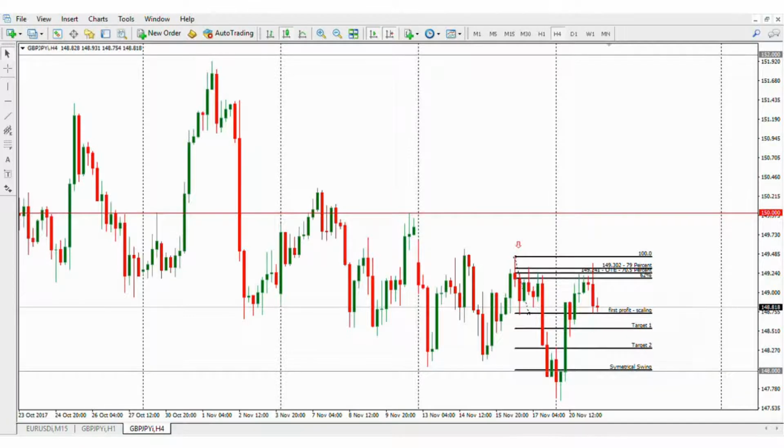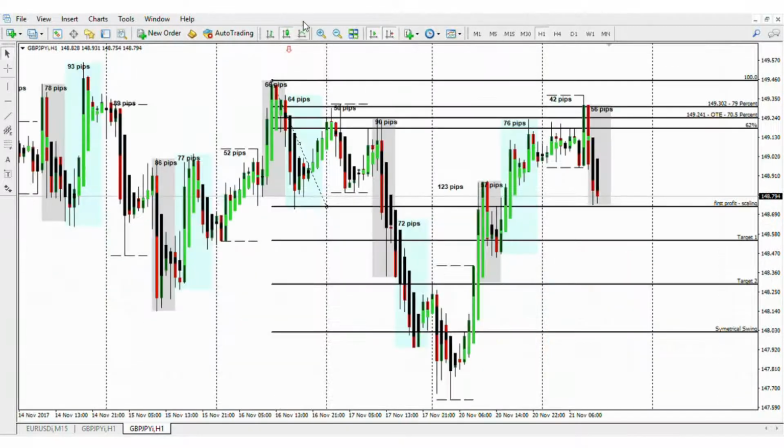Okay, got it on the 4-hour time frame exactly. Now let's go back to the 1-hour time frame. Okay, now that was my fib. So what happened? The market tested once and twice at 62%. 62% and 70% are the OTE, that means the optimal trade entries. At 70% it gave proper entries for us to enter the market.